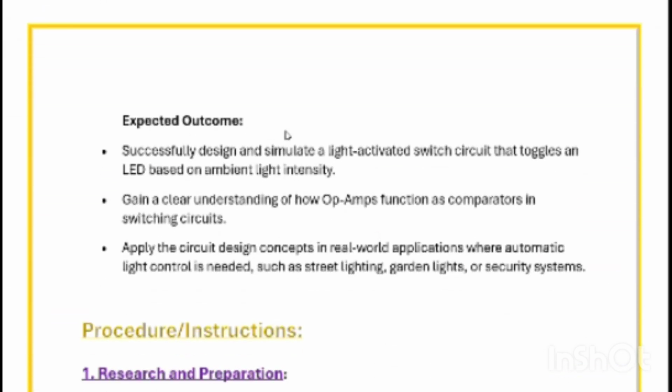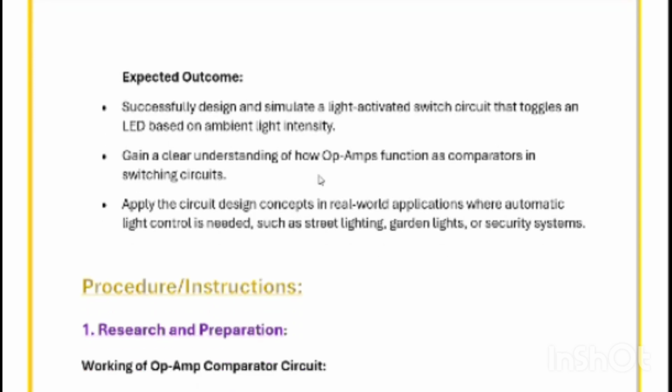When we see the expected outcome, as I said, we are going to design and simulate the circuit, which includes op-amp and LDR. So we will be gaining information regarding it.